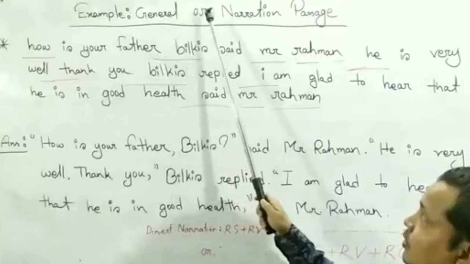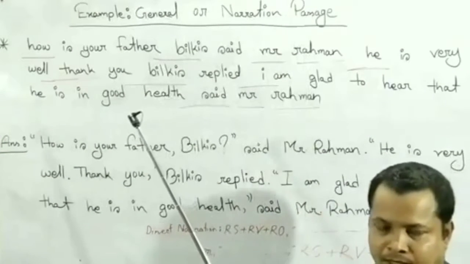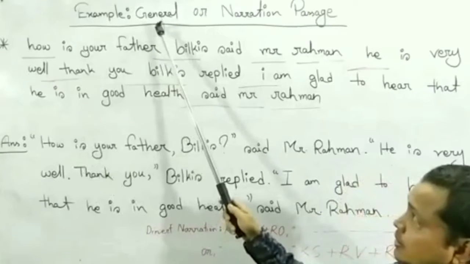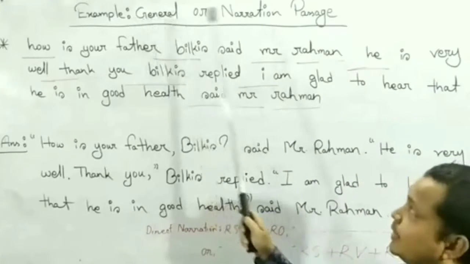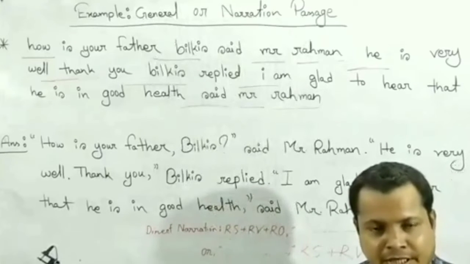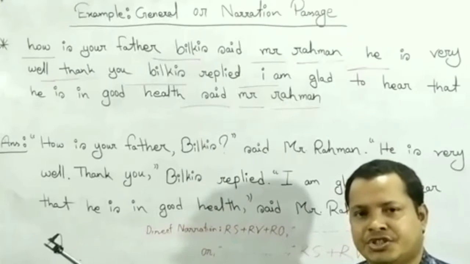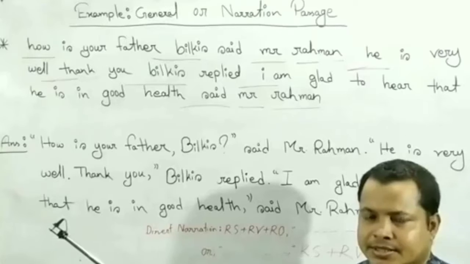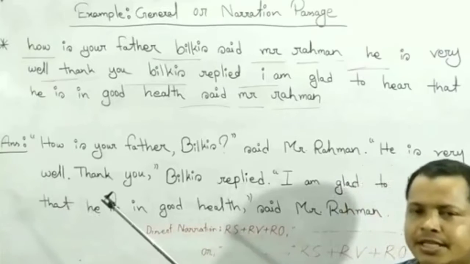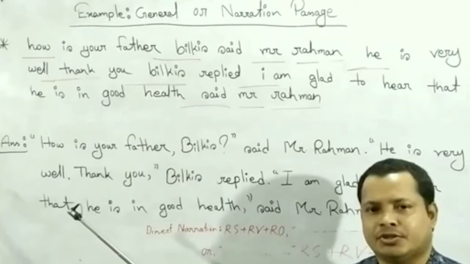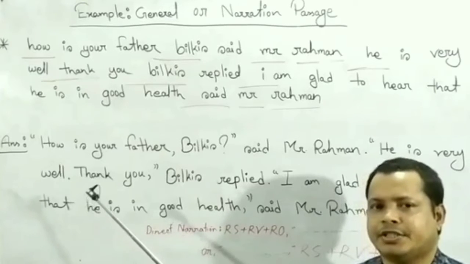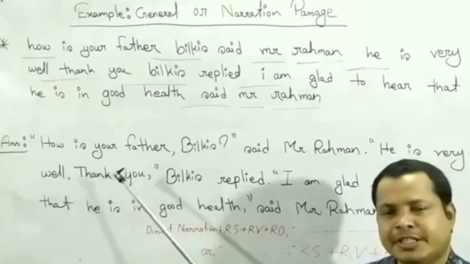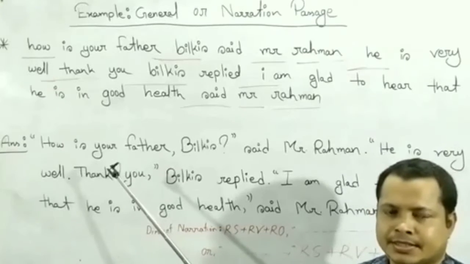Example, general or narration passage. You will find in your question paper a general passage or narration passage. So at first we have to understand sentence structure. We know that sentences are of 5 kinds: assertive, interrogative, imperative, optative, exclamatory. And these 5 kinds of sentences are of 2 kinds: affirmative sentence and negative sentence.